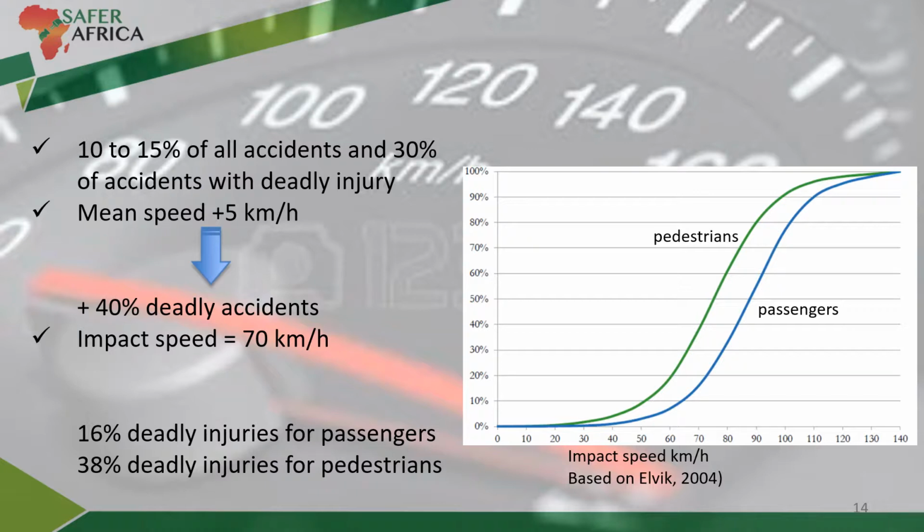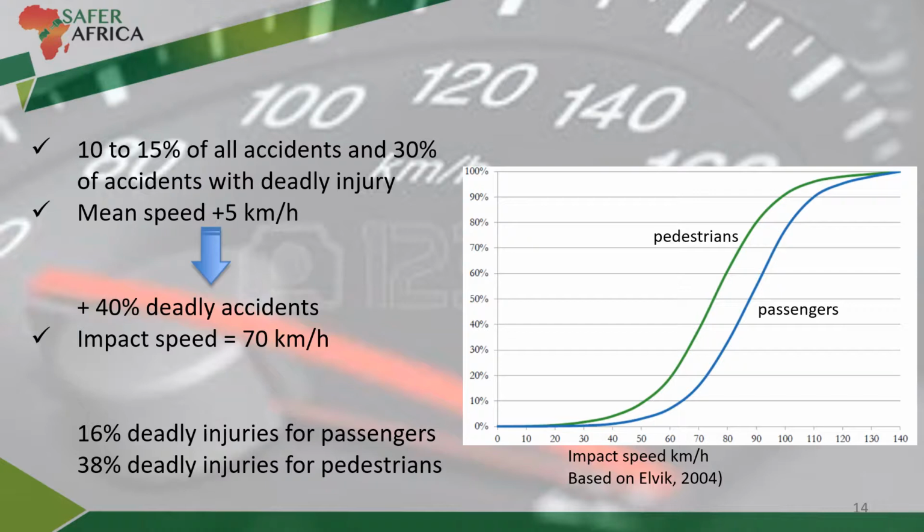Speeding. Excessive or inadequate speed results in a higher number of accidents and a higher level of accident severity. 10 to 15% of all accidents and 30% of the accidents with a deadly injury in Europe are the direct consequence of excessive or inadequate speed.